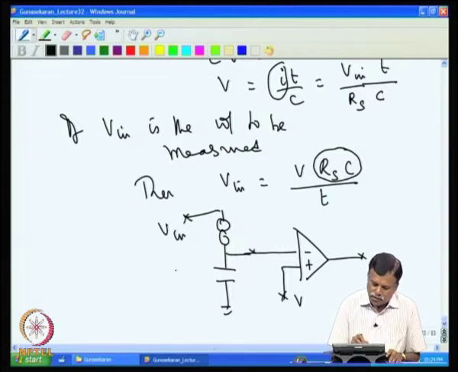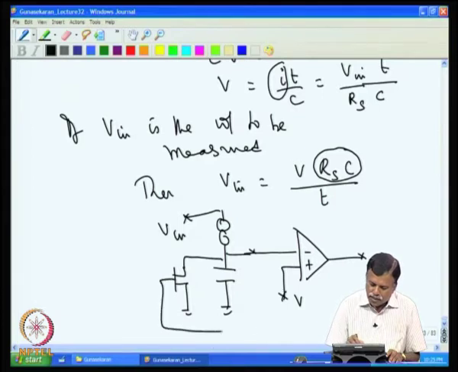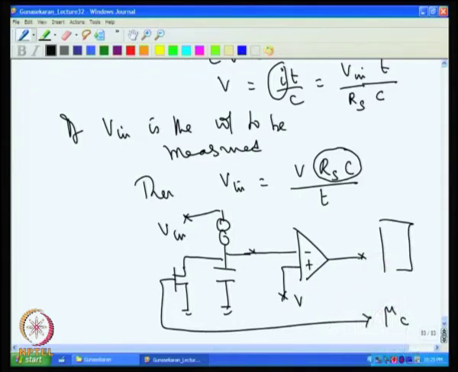In the actual case, we can have a discharge mechanism from the microcontroller, and this can also be fed to the microcontroller. So it can first discharge the capacitor C, then allow it to charge. As soon as it reaches the voltage V, the state change occurs here, and the microcontroller can sense it and find the time between the discharge and the state change at the comparator.